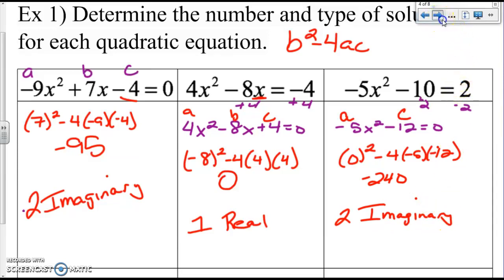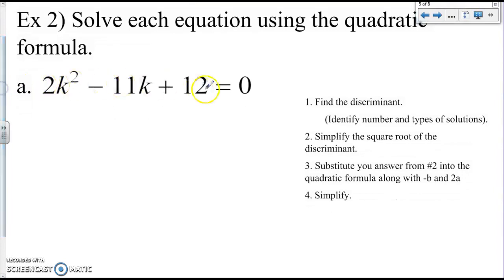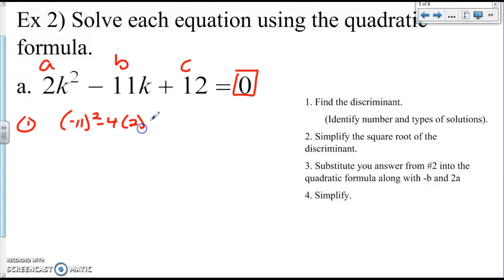Okay. We're going to take this a step further, and we are going to solve now using the quadratic formula. So the first step is to make sure that you have an equal 0 here. If it's not equal to 0, you can't do the quadratic formula. And then we're going to go ahead and find the discriminant. So my discriminant, remember, is b squared minus 4ac. And we are going to type that in our calculator. So negative 11 squared minus 4 times 2 times 12 gives me 25. Okay, so my discriminant is 25.